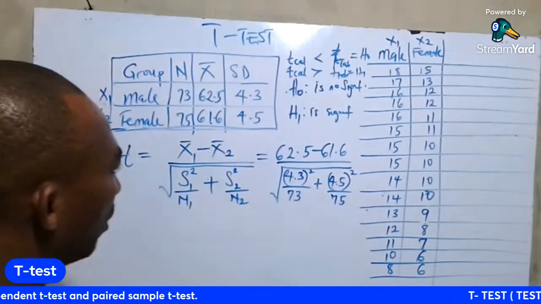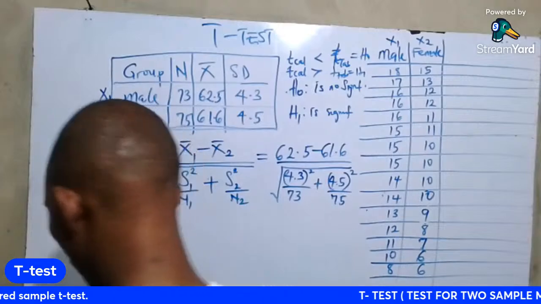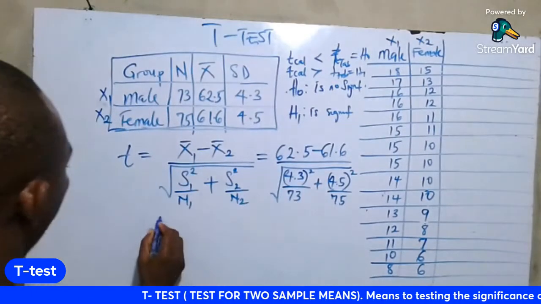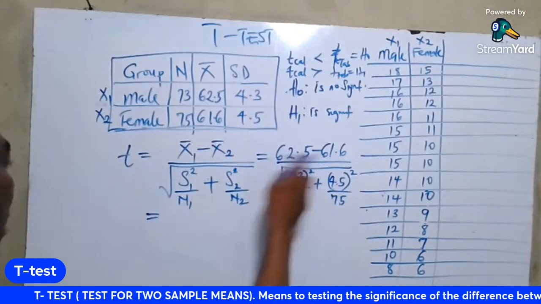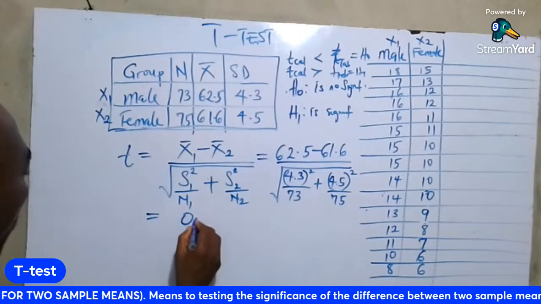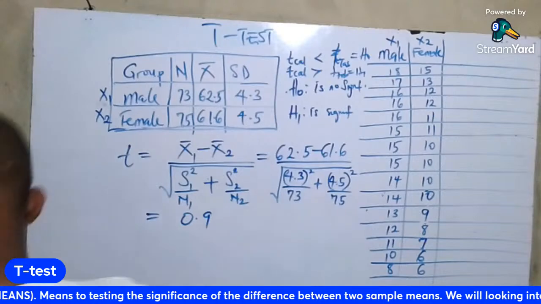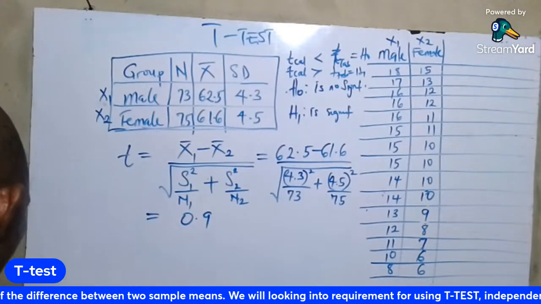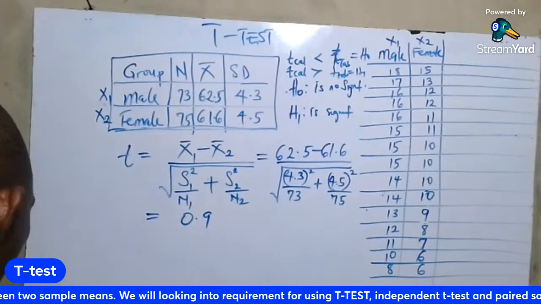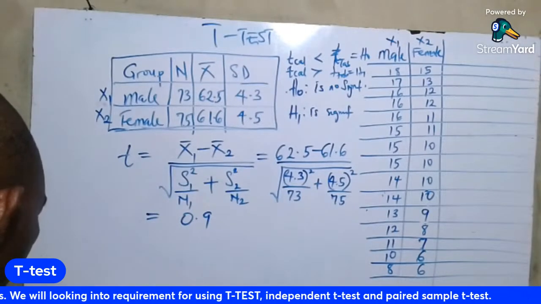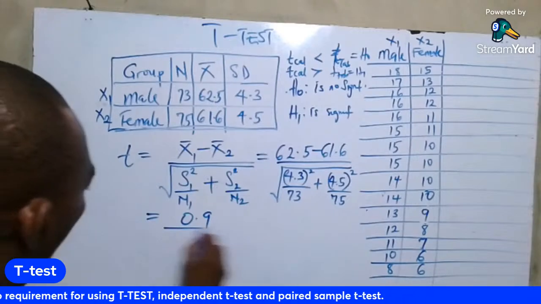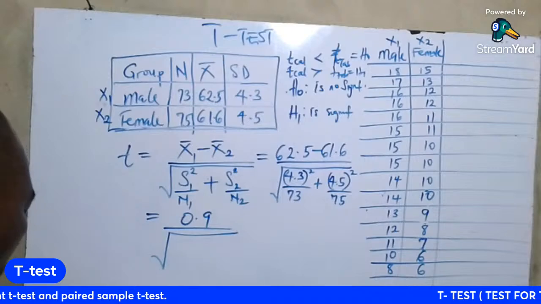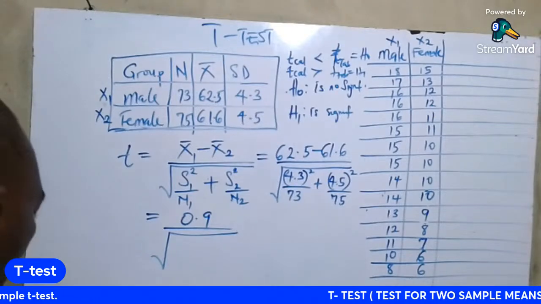So I want us to go ahead and do the calculation now. Let's find the difference between the two. The difference between these two will give me 0.9. You can confirm that from your own too. As we said, this is a practical class, 62.5 minus 61.6. So that will give me 0.9 over. So come back here now and square your 4.3. 4.3 squared.